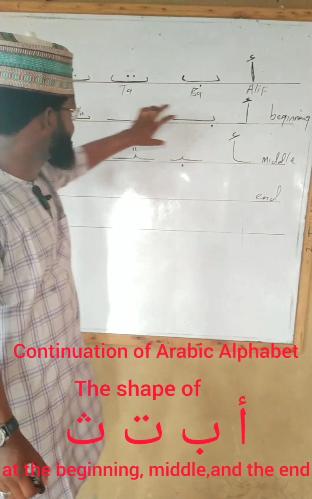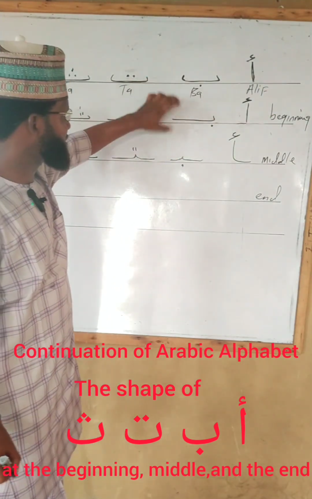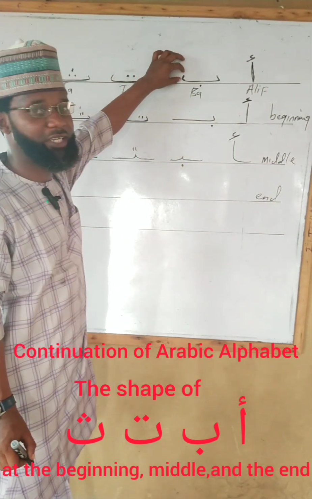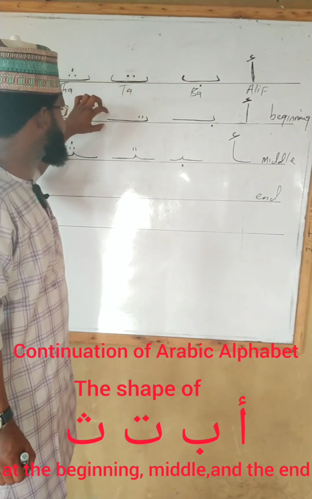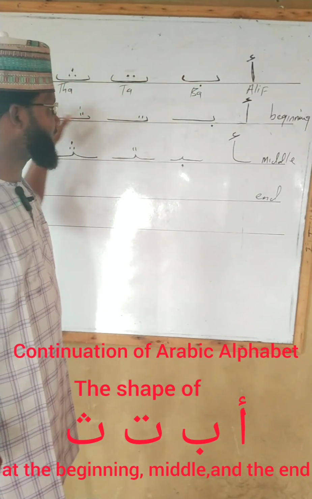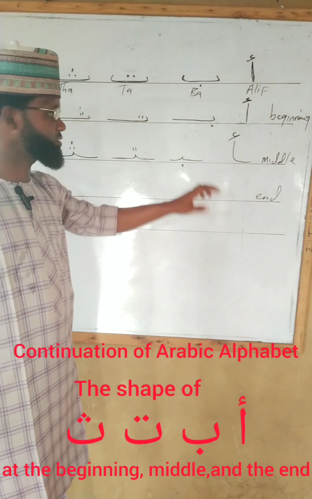While this is the beginning shape. The beginning looks like this, but it's only this curve that is not there. Those curves. The reason why this curve are not there is for you to be able to add other alphabet.